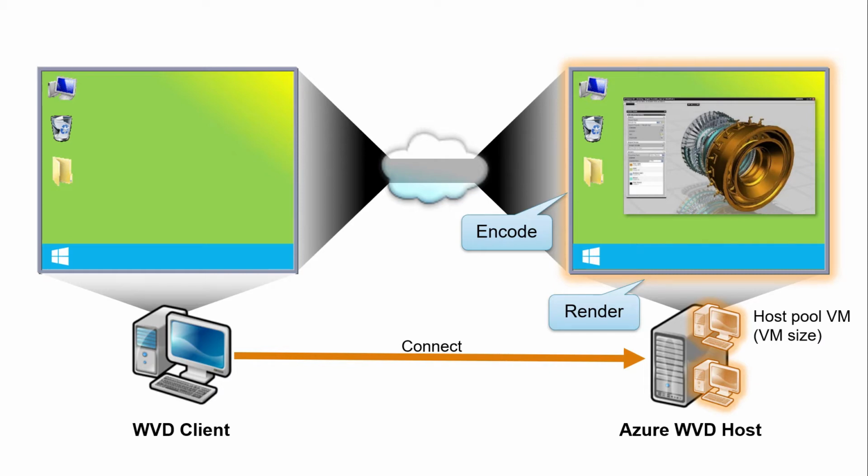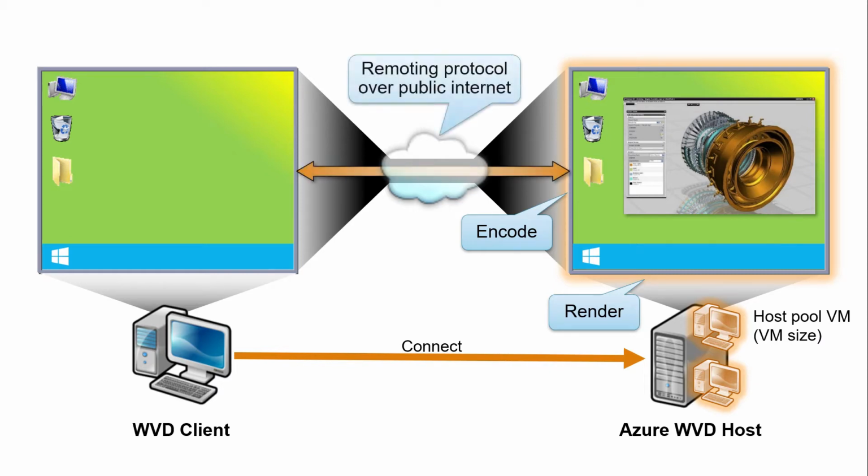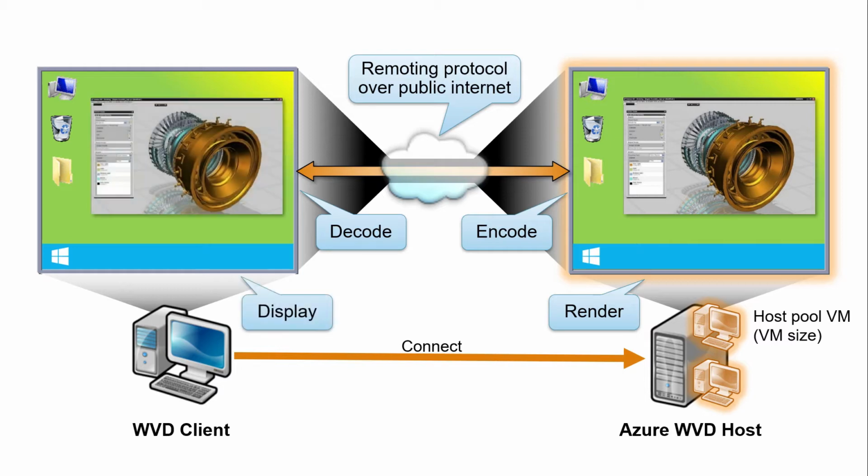This data gets forwarded to the remoting protocol stack. The remoting protocol stack sends the video stream from host pool VM to client device over the public internet. The WVD client decompresses and decodes the received video stream. Finally, the remote Windows desktop elements or the remote applications are displayed on the client screen. All these steps contribute to what is referred to as latency or lag. Bad user experience always happens when there's a problem in one of these steps.